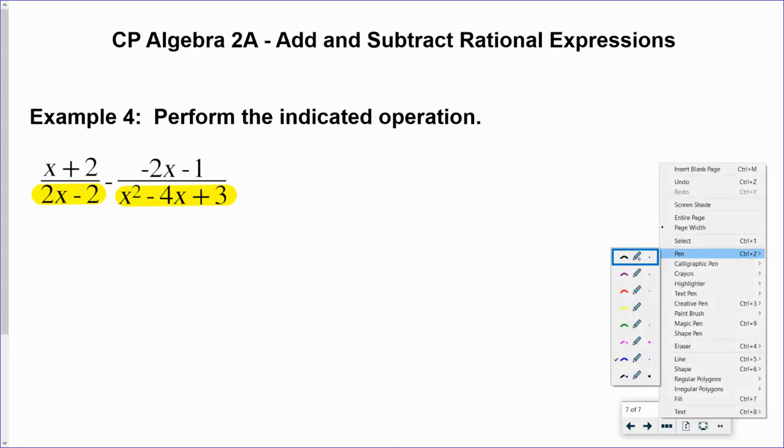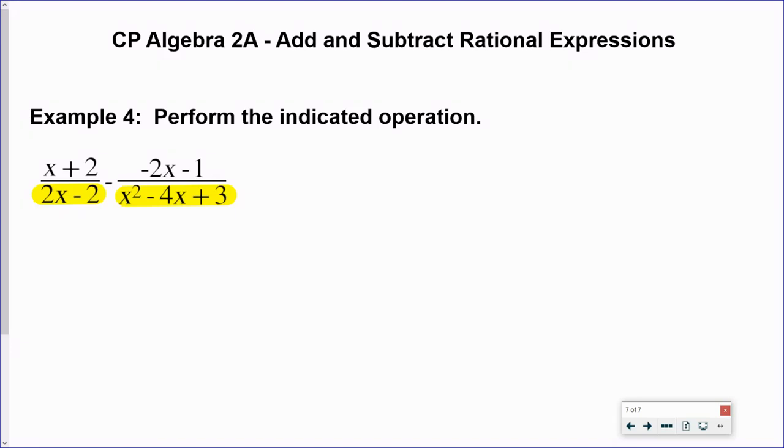So the first thing that we're going to do is factor both denominators. So 2x minus 2 is going to factor, so we're just going to factor out that GCF there. So 2 times the quantity x minus 1. And then x squared minus 4x plus 3. That looks like it's going to factor nicely to x minus 3 times x minus 1.